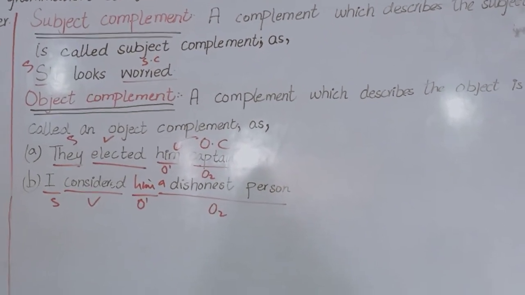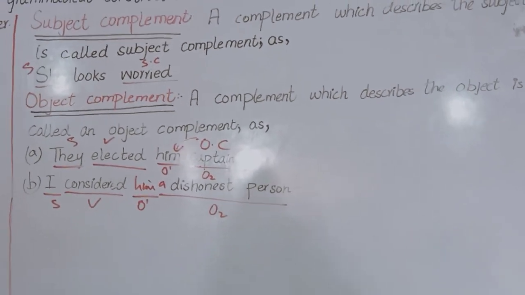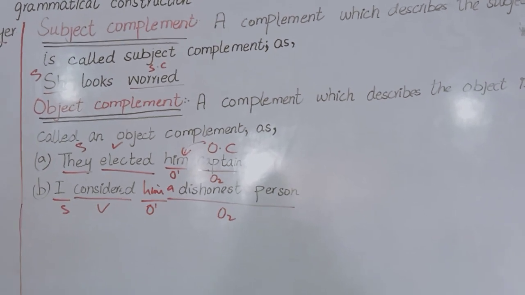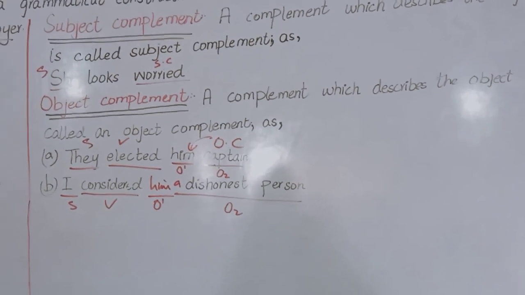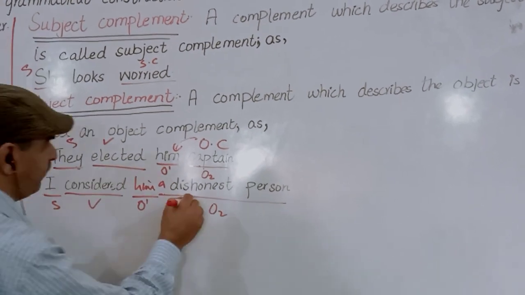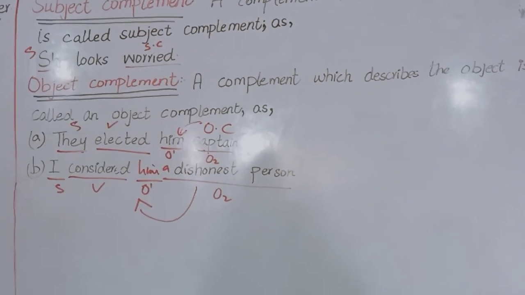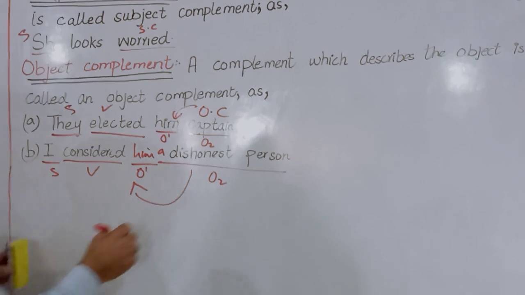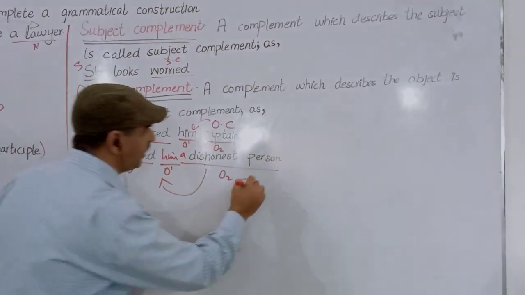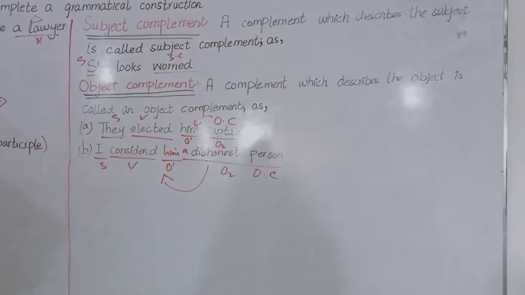Which one is completing the object? Dishonest person. Dishonest person is completing whom? Him. It is completing "him." So it is called an object complement. It is an object complement because it is completing "him," the object. Clear?